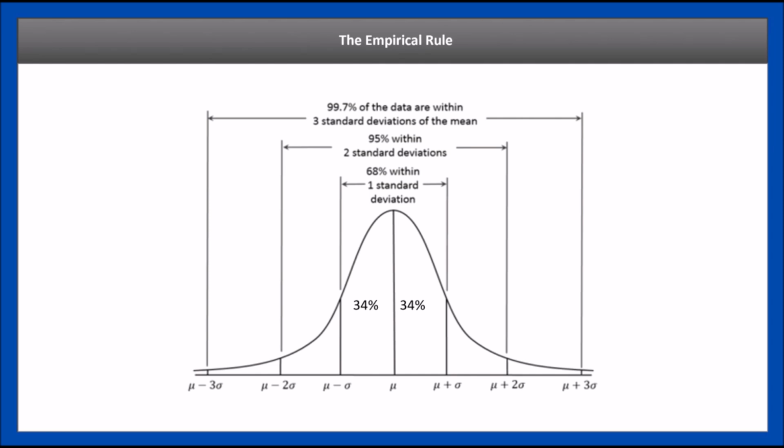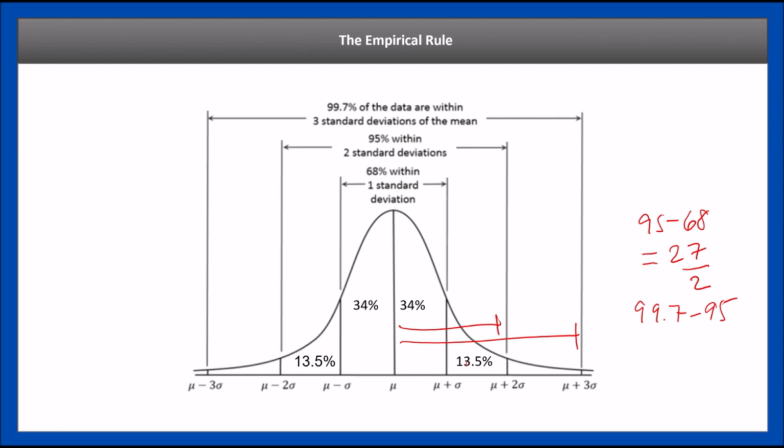In order to find them, we know that it's 95% from there to there, and it's 68% from here to here, so you could subtract. You could say 95 minus 68, that's 27, and then you divide that by 2 because it's split on both sides. And so that's going to be 13.5%. Then you repeat for the other one: you say 99.7 minus 95, because you're trying to figure out the part beyond the 95% region.